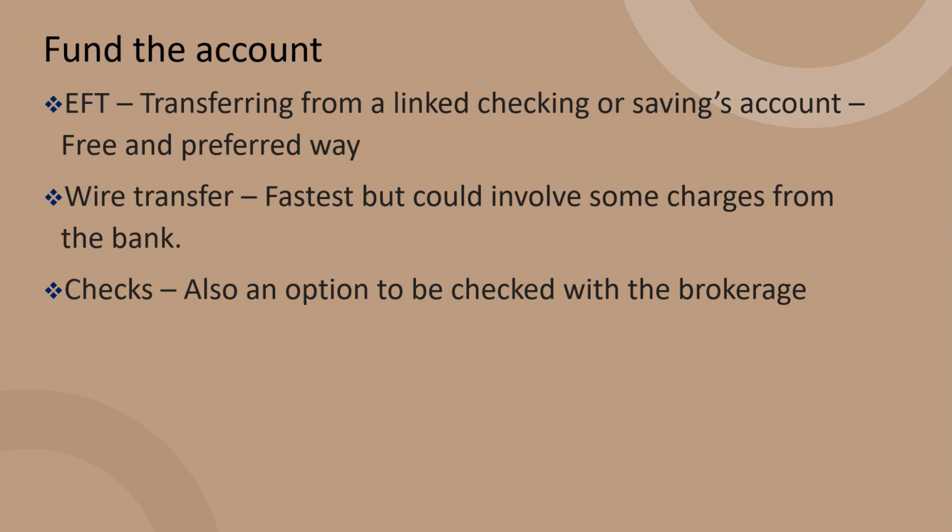And the other option is a wire transfer. This could be the fastest method, but could involve some charges from the bank. So you need to check with the bank and see what the charges involved in that are. And the third option, most of the brokerages could give, is also checks. You can deposit a check either in person in the brokerage office, or they could give an option to do it online through the brokerage app.